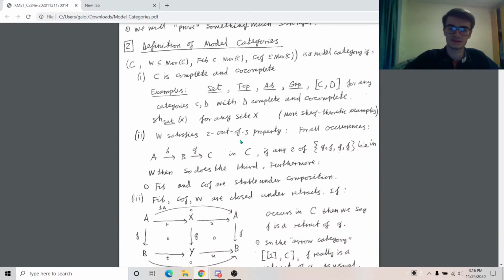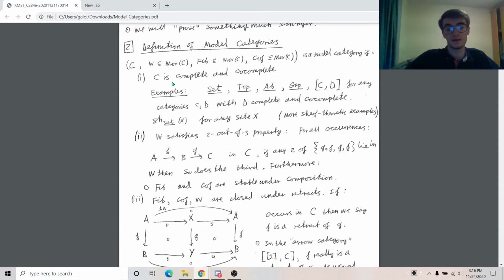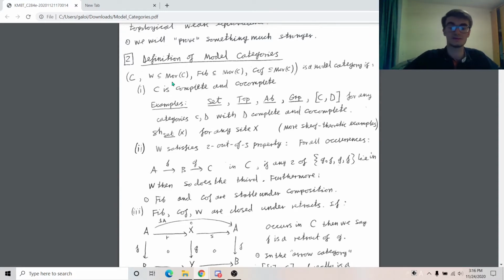So a model category is a category C with 3 classes of morphisms: W, called the weak equivalences; Fib, called the fibrations; and Cof, called the cofibrations. And we'll want it to satisfy 5 properties. All these properties are categorical nonsense for the moment, but they have important topological implications.